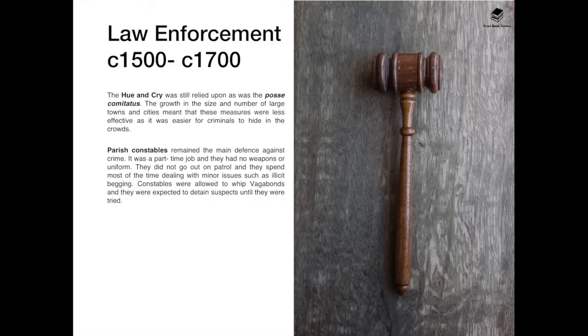Law enforcement between 1500 to 1700. The hue and cry was still relied upon, as was the posse comitatus. The growth in the size and number of large towns and cities meant that these measures were less effective, as it was easier for criminals to hide in the crowds.